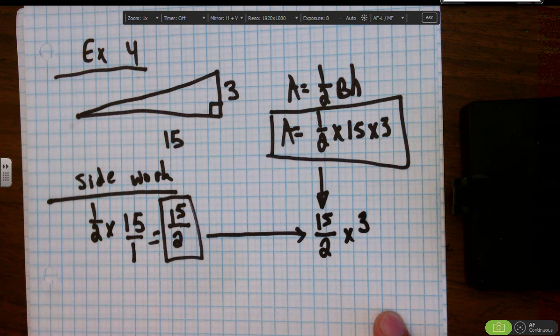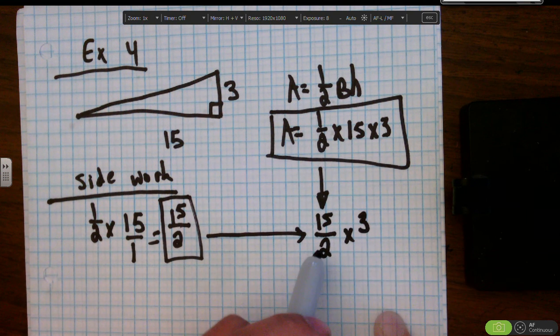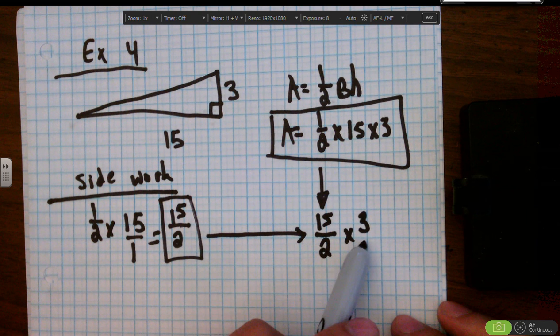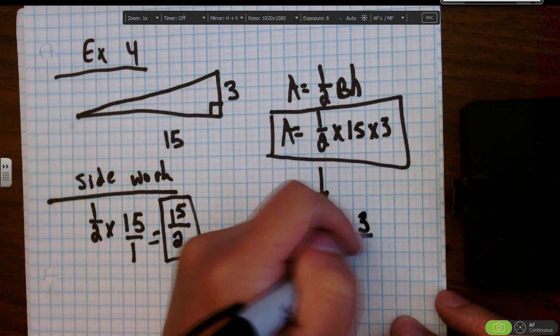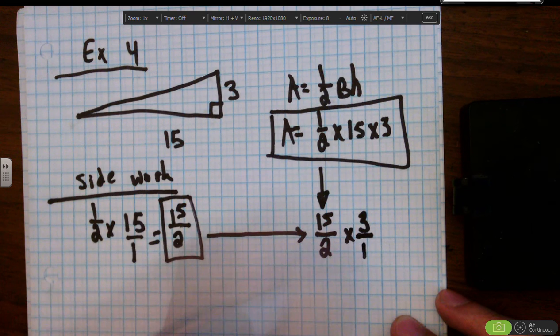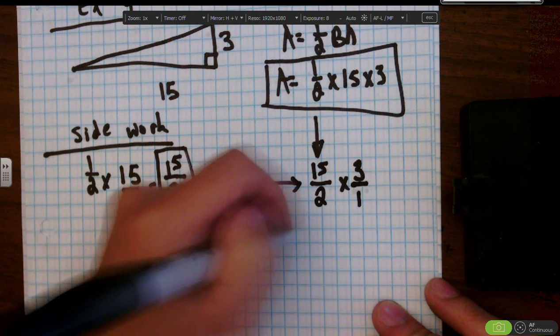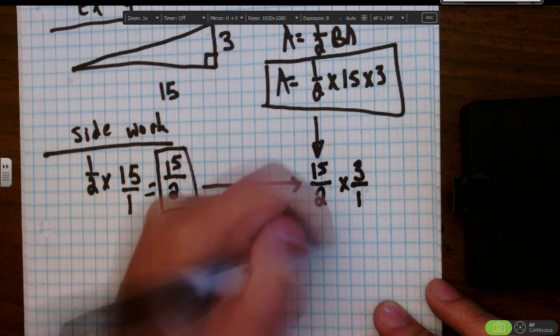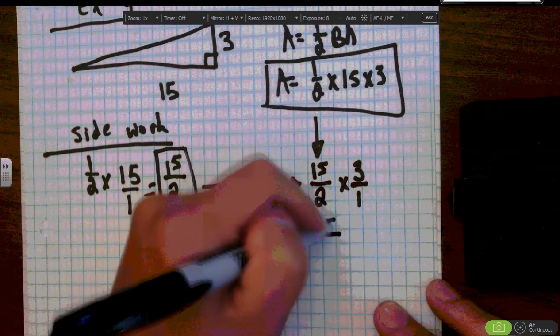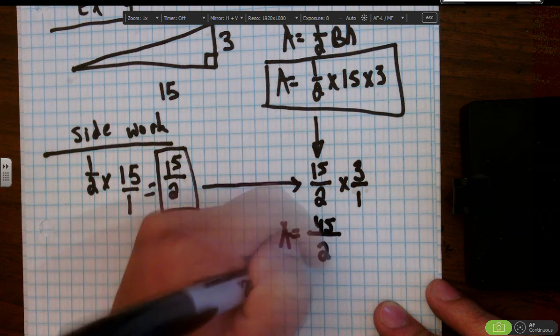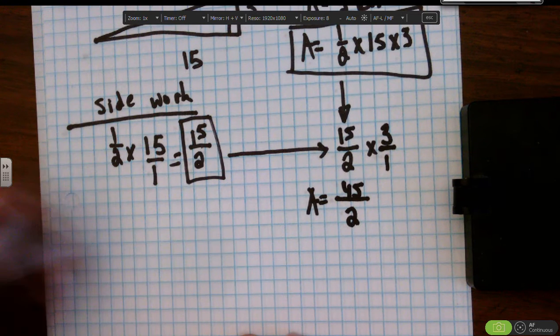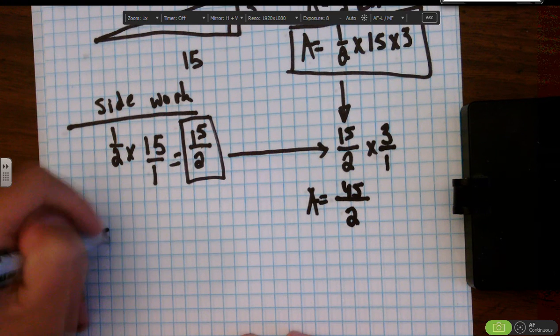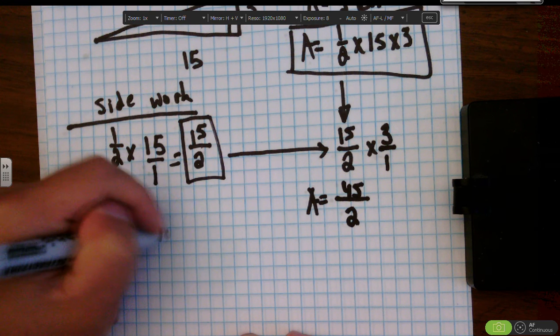So remember, when I have a fraction times a whole number, I can turn this into a fraction, or rational number, by putting it over 1. So now I've got this. Area equals 15 times 3, which is 45, and 2 times 1, which is 2. I got a little bit more to do for my side work. So my side work is going to have this now.